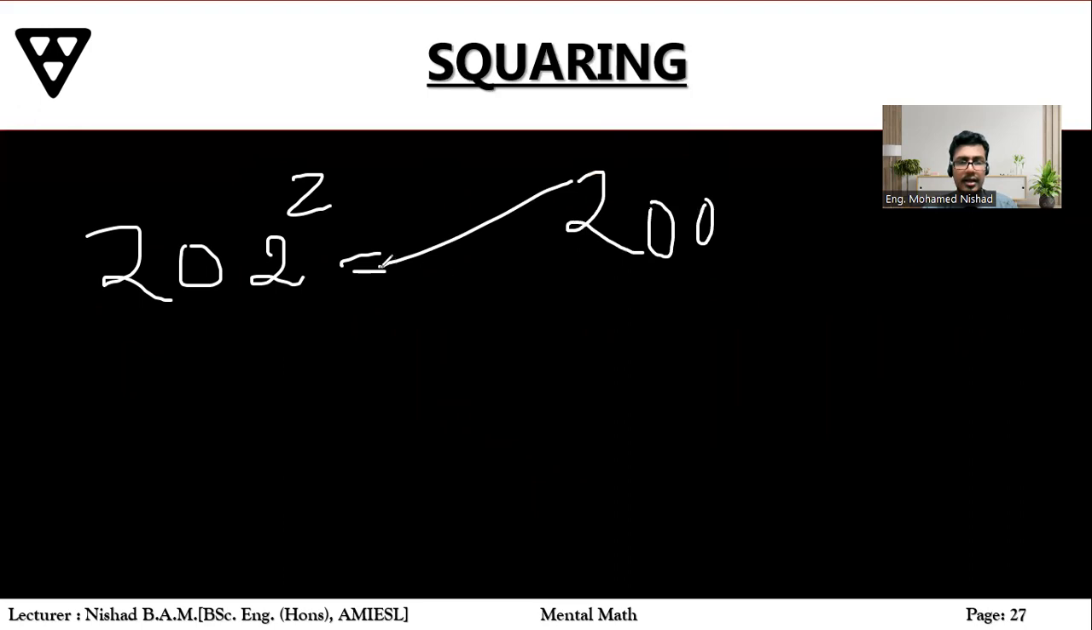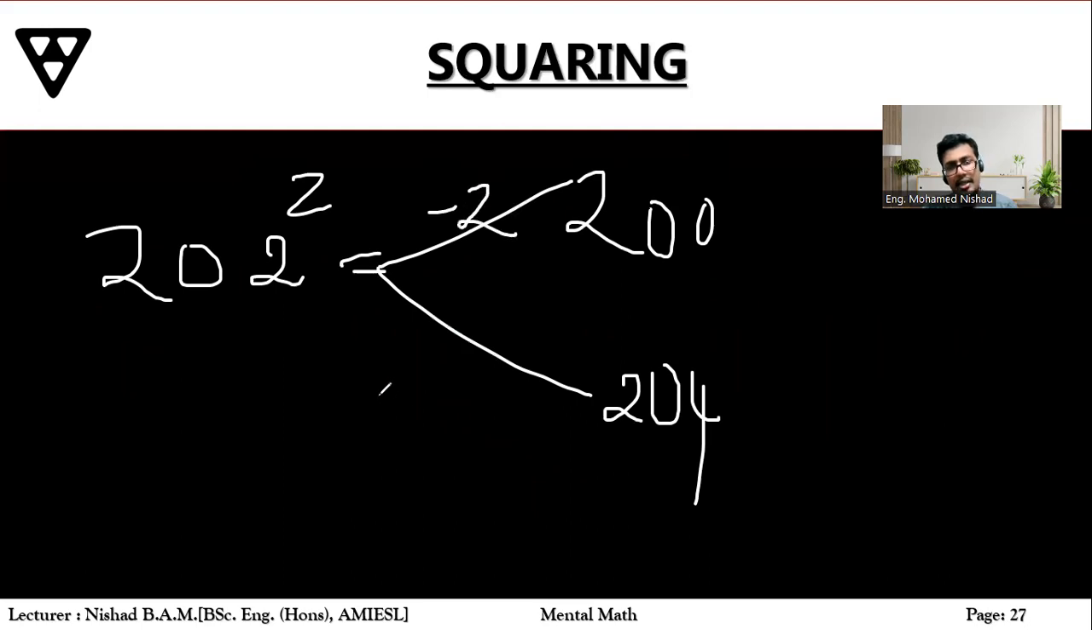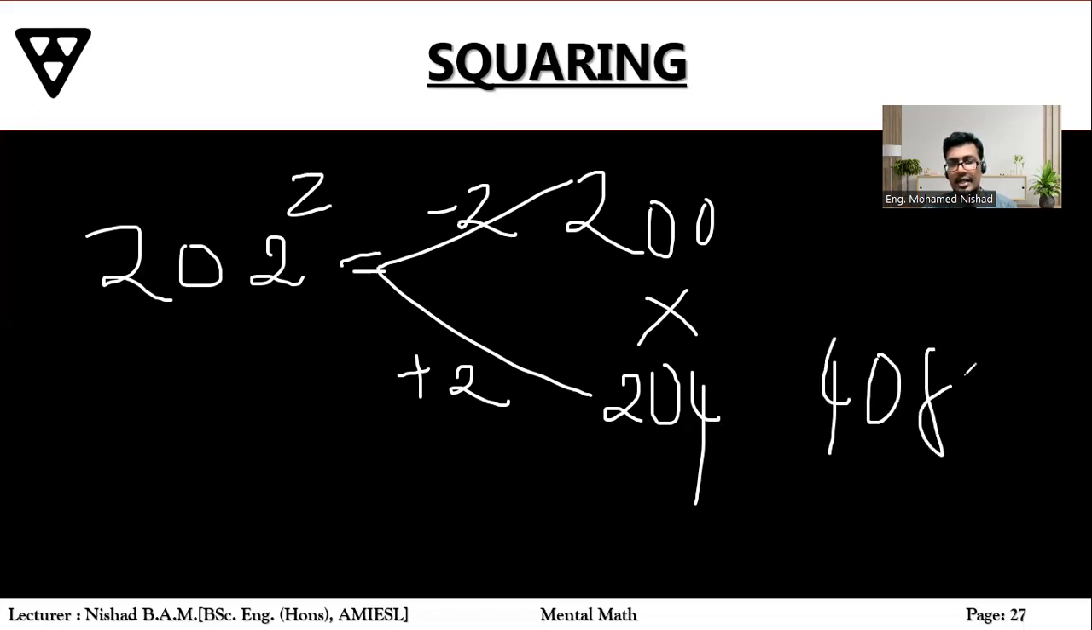200 and 204. Why? Because I have subtracted 2 from here, so I should add 2 there. If I add 2 to this 202, it will be 204. Now we need to multiply these two numbers together. It's very simple: double this number. 408, right? 408 is the answer.